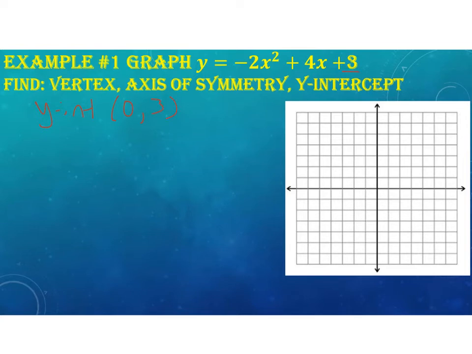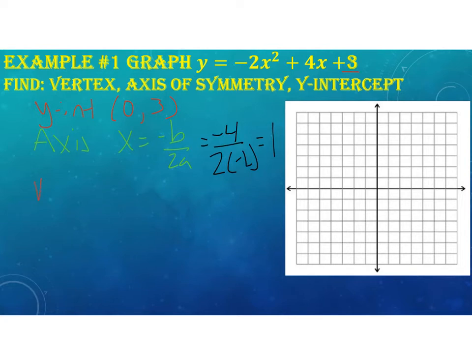Next, I'm going to do the axis of symmetry. We're going to use that formula, x equals negative b over 2a. Plugging in, b is 4, so negative 4 over 2 times a, which is negative 2. Negative divided by negative is going to switch us to a positive 1.